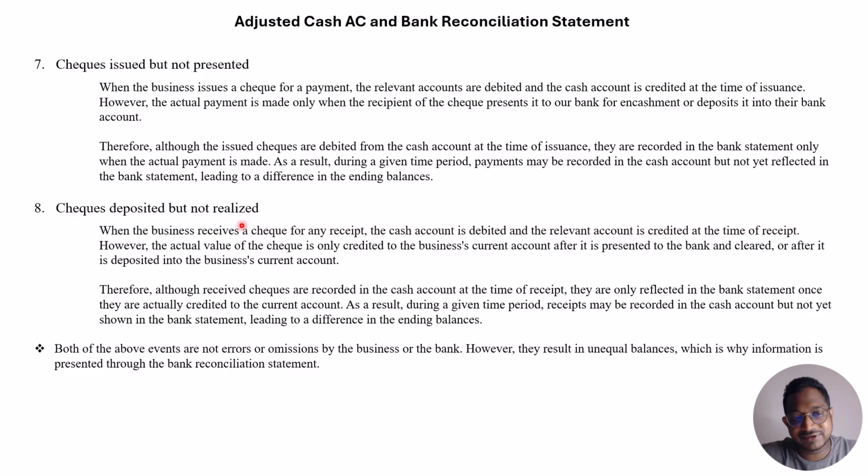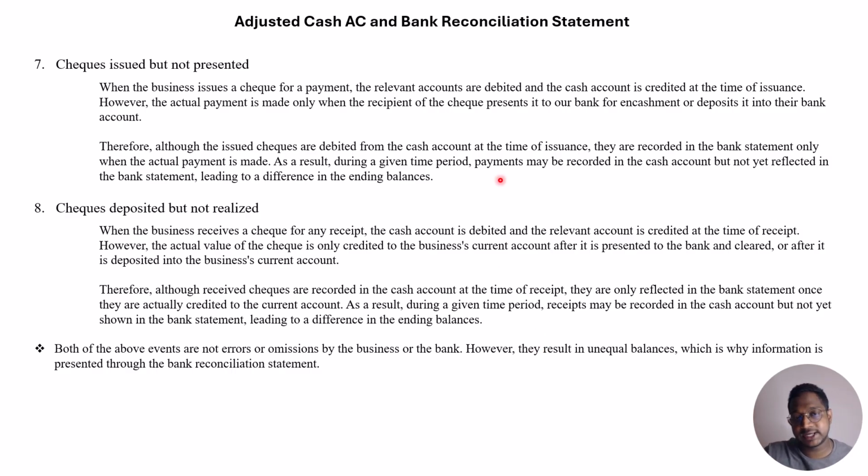If it is an error made by the business, we can adjust that through the cash account. But these are not errors. These are the reasons why the cash account balance and the bank statement balance are not tallied. That's why we are presenting these two reasons through the bank reconciliation statement. From it, we show why the adjusted cash account balance and the bank statement balance are not tallied. You can get a clear idea from the slide.